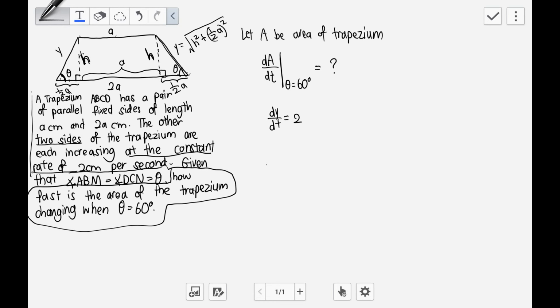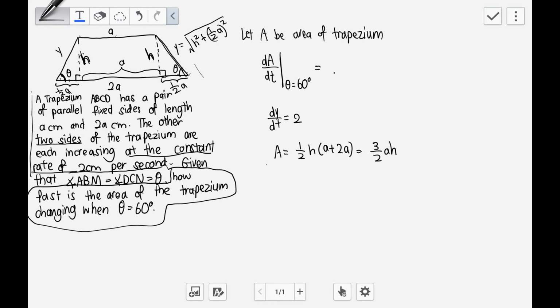Okay, but before that, why do we need to find all this? The reason is this. We have dy dt. So what is dA dt? We know the area of a trapezium is defined by half times height, which is h in this case, times the sum of the parallel sides, a plus 2a. Equals half times 3a, so 3 over 2 ah is the area of the trapezium.